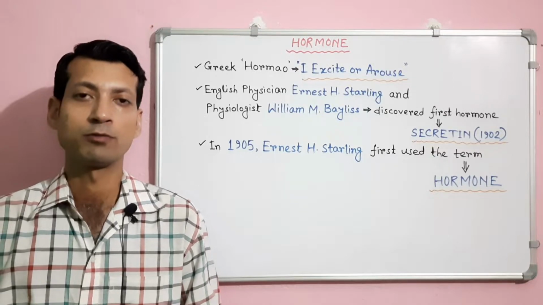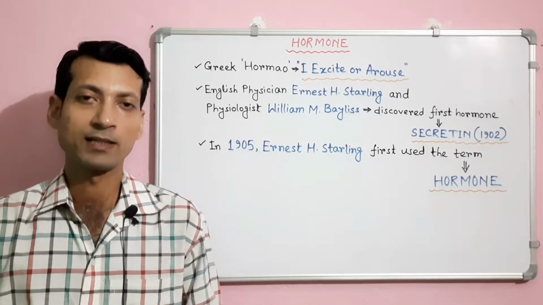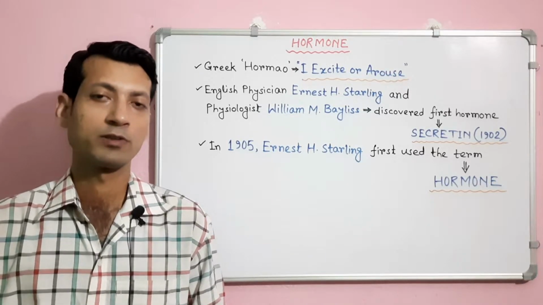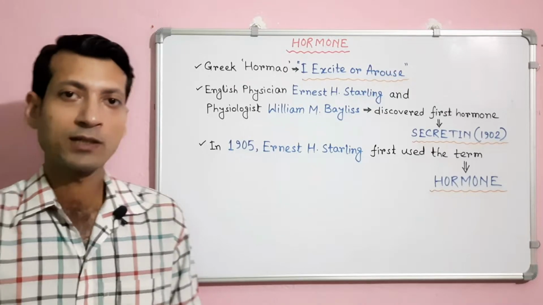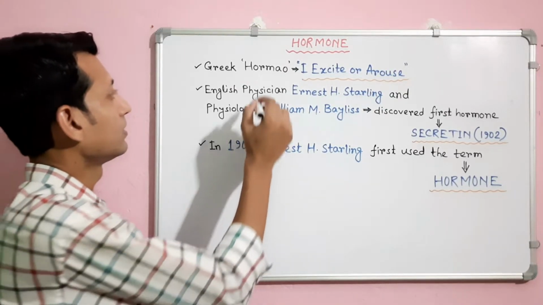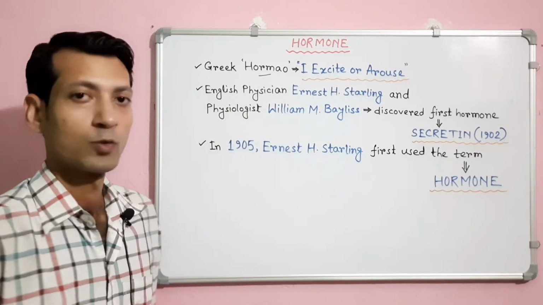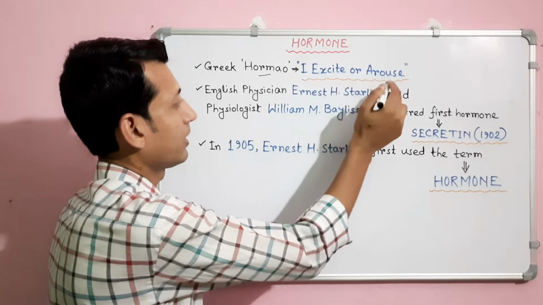Today I will give you the general concept on hormones, especially those found in humans. The word hormone is derived from the Greek word hormone, meaning I excite or arouse.